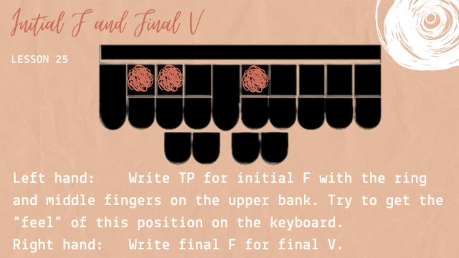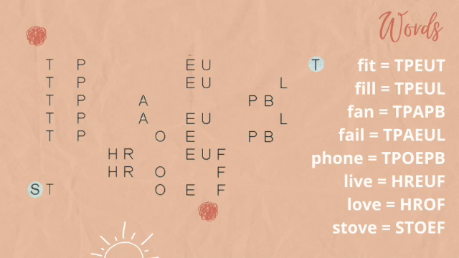Then we have final V. For final V, using your right hand, we write final F for final V. So again, final F for final V, using your right index finger. Okay, we have here words applying lesson 25. We have fit. So again, initial TP for initial F. So fit, fill, fan, fail, phone. That's how you're going to write these words.